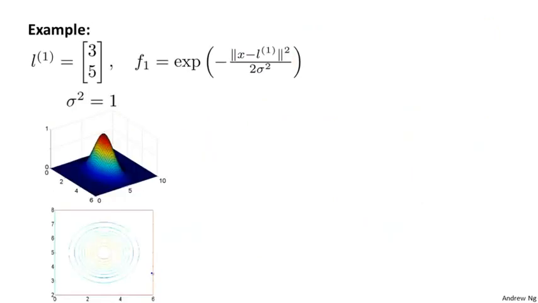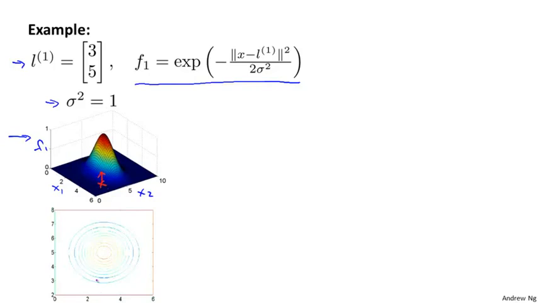For this example, let's say I have 2 features, x1 and x2, and let's say my first landmark L1 is at location (3, 5). And let's say I set sigma squared equals 1 for now. If I plot what this feature looks like, what I get is this figure. So the vertical axis, the height of the surface, is the value of f1, and down here on the horizontal axes are x1 and x2. Given a certain training example with certain values of x1, x2, the height above the surface shows the corresponding value of f1.